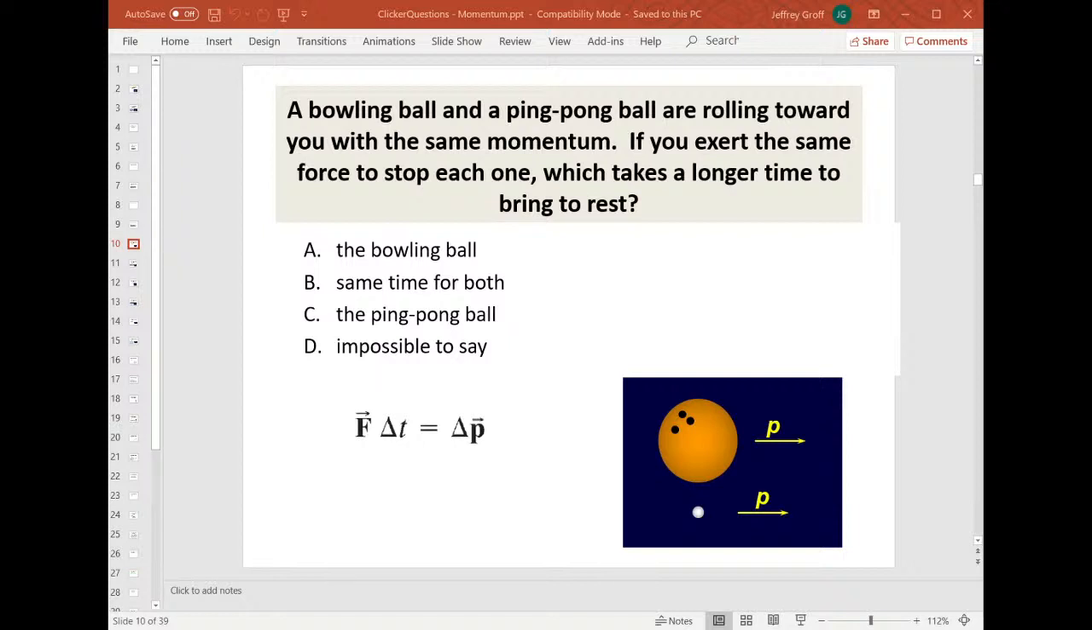A bowling ball and a ping pong ball are rolled toward you with the same momentum. If you exert the same force on each one, which takes a longer time to bring to rest? All right, you see the equation there? That's the equation for impulse, change in momentum, which is also a force exerted over an interval of time. What do you think here?